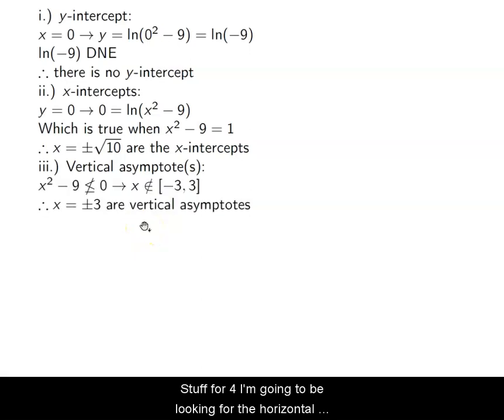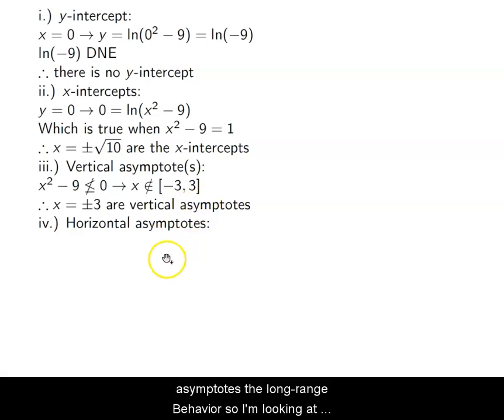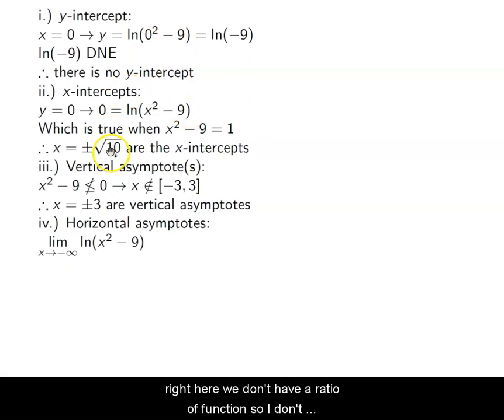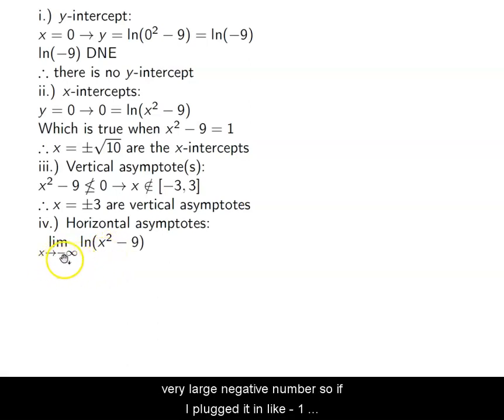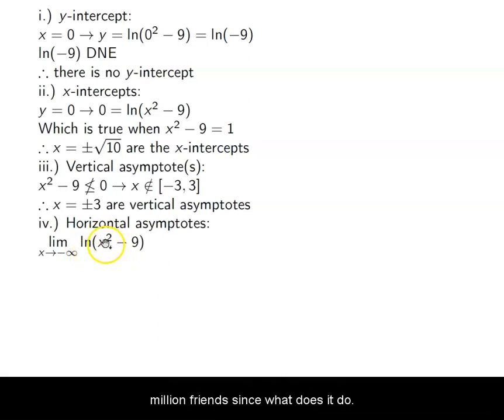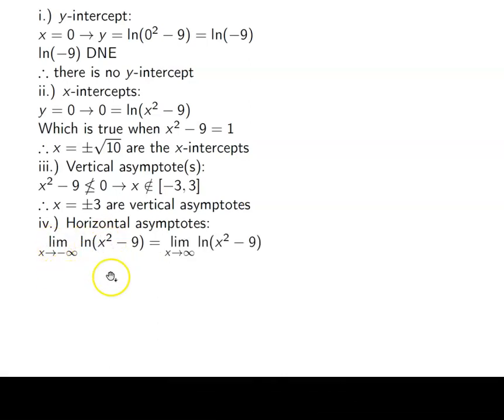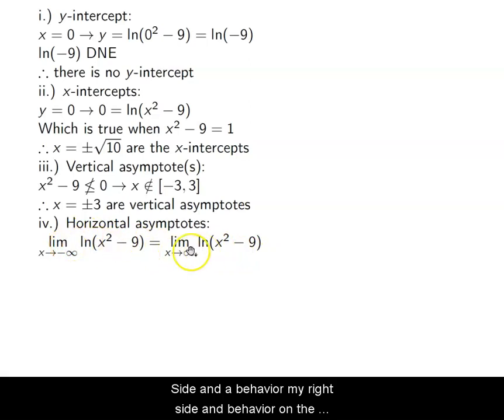For 4, I'm looking for the horizontal asymptotes, the long-range behavior. So I'm looking at what my function is doing as x goes to infinity or negative infinity. Depending on the form of the equation, I may have to use L'Hopital's rule to look at that. Here we don't have a ratio, so I don't have to worry about that. But we can ask what happens when I plug in very large negative numbers, like -1 million. I get out a large value. It's the same if I plug in a very large positive value because my x's get squared. So my left side end behavior and my right side end behavior are the same. The limit to negative infinity and the limit to infinity are the same. They both go to infinity.